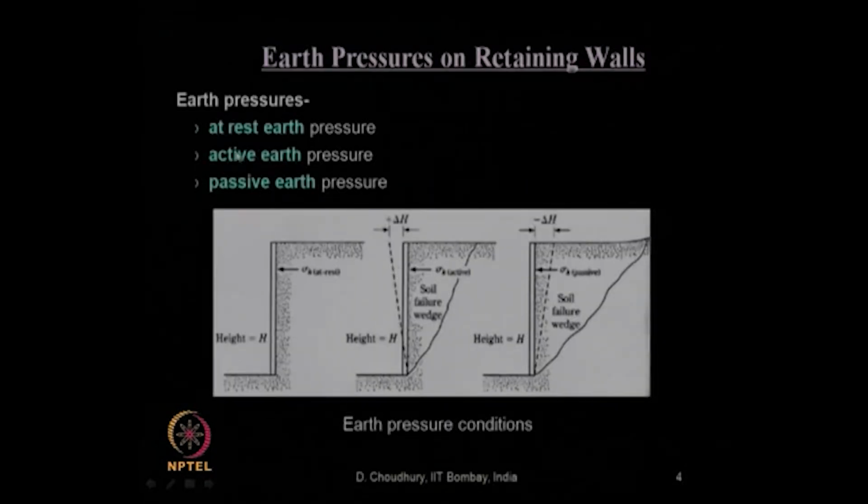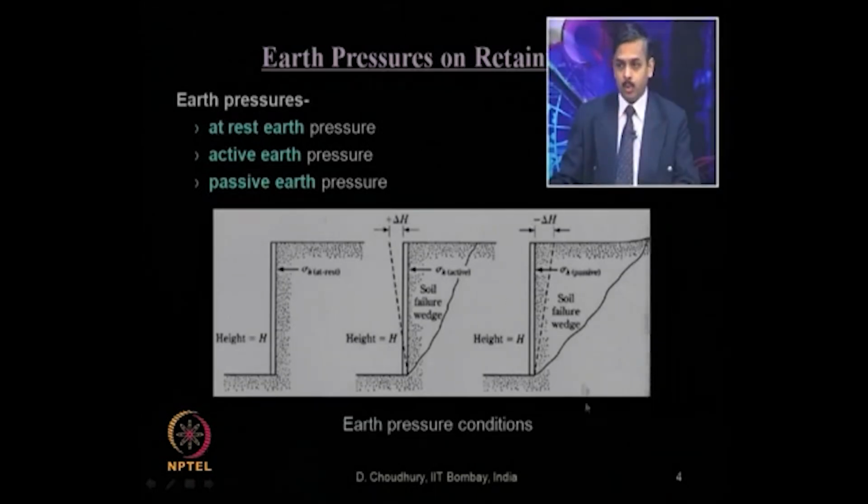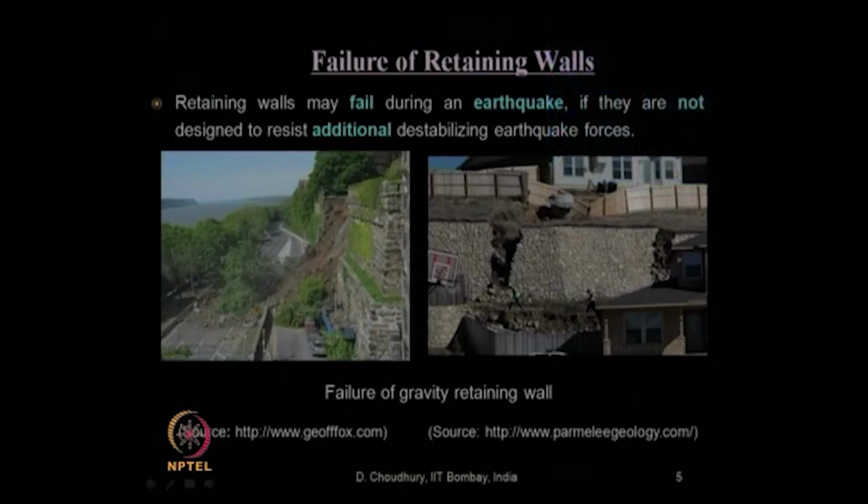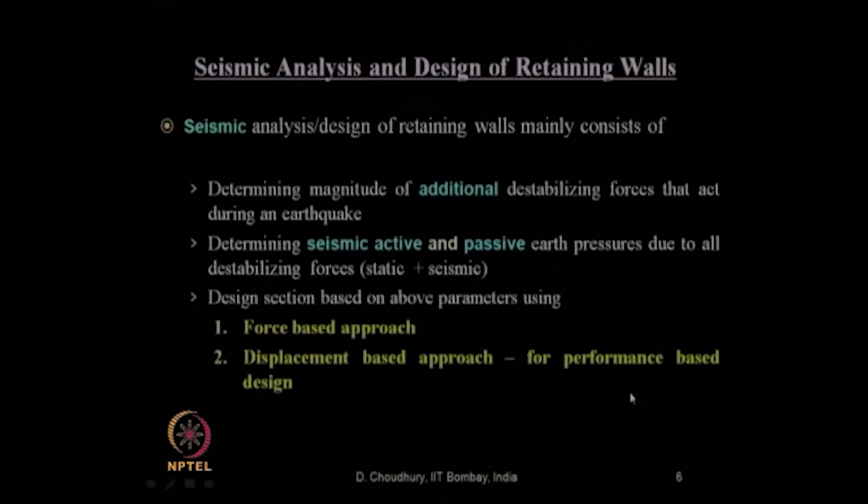We have mentioned the various states of earth pressures acting on the retaining wall based on the movement of the wall. The same remains in the case of earthquake condition also. There are various examples worldwide of failures of retaining walls due to the additional destabilizing earthquake forces which come on the retaining wall during the earthquake process. So, unless we estimate this extra or additional destabilizing earthquake force on the retaining wall and consider it in the design of the retaining wall, failure cannot be avoided.